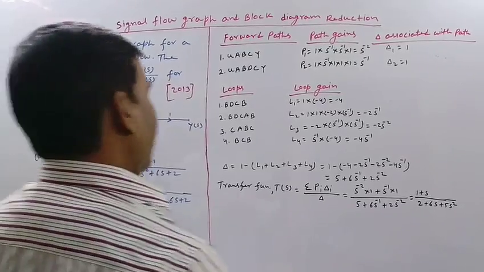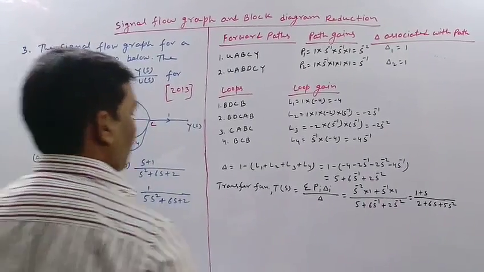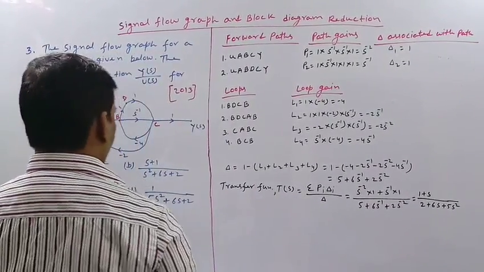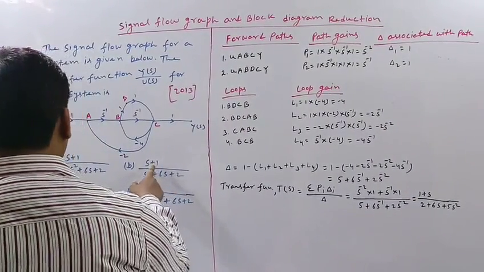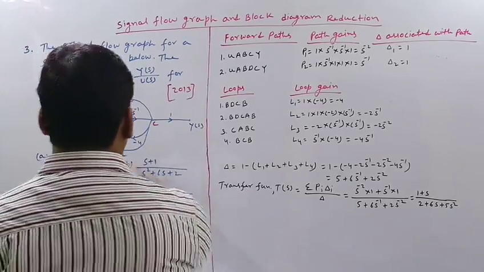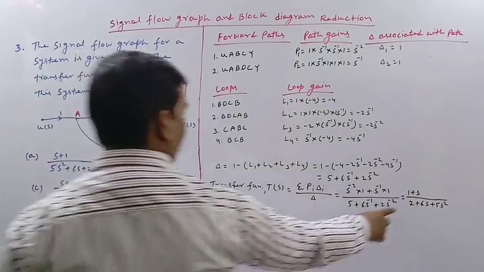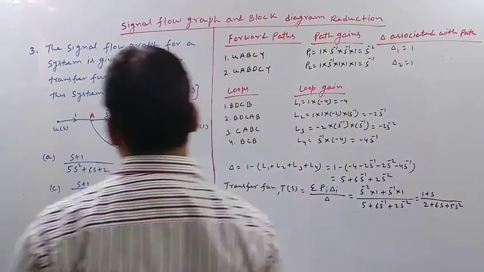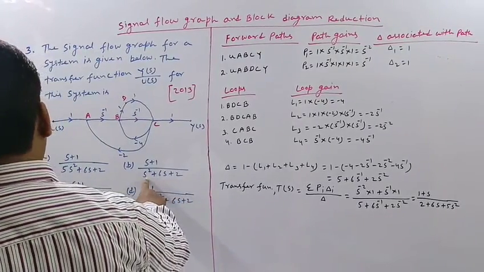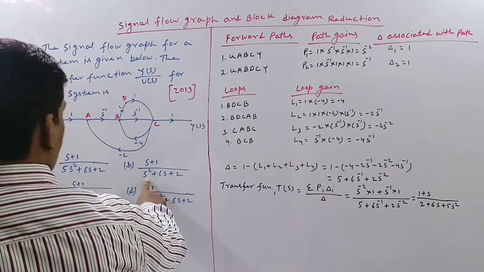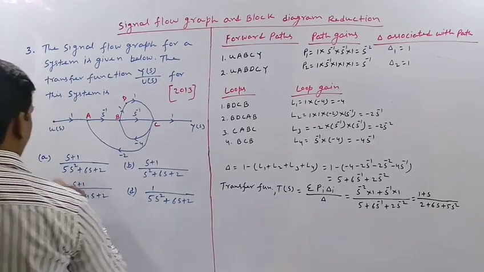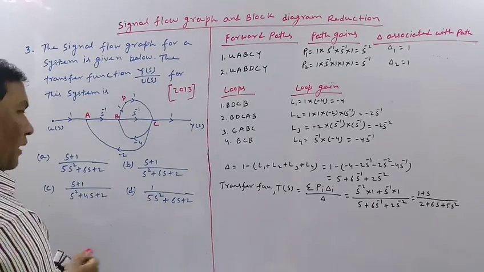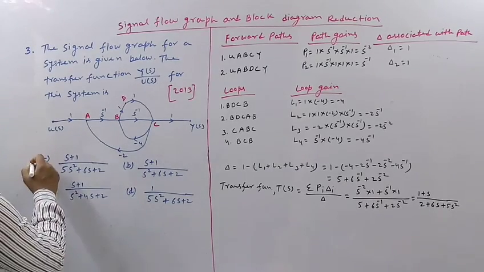Now let me see which one of the given options is correct. So 1 plus s, which is in A, B and C, divided by 2 plus 6s plus 5s square. Okay, so option number A is the correct one.